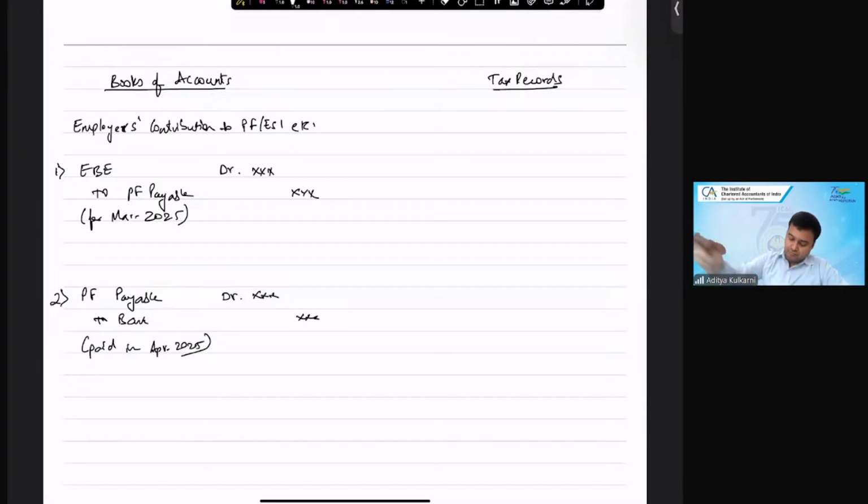Now, for tax records, imagine you are writing the books for the income tax statute, not for accounting. Tell me one thing. Employer's contribution to PF. Again, I'm referring to our own Income Tax Act, but Ind AS has no reference to Indian income tax.